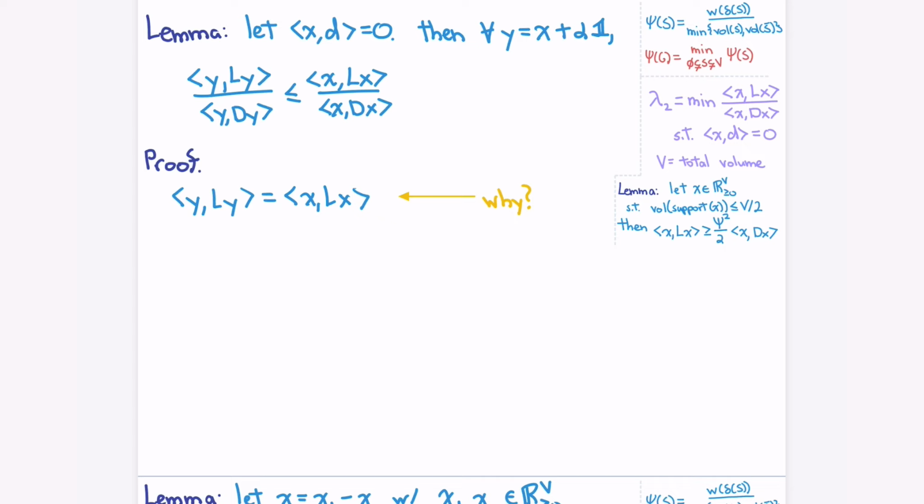Well, y will no longer be orthogonal to D because you're adding the all ones vector, and all ones vector times D is not zero. So x times D is equal to zero, but as soon as you start adding, it won't be orthogonal. But the claim is only focused on the numerator. The claim is that for the Laplacian, if I look at x L x and I increase all the coordinates uniformly or decrease uniformly, the value of x L x doesn't change.